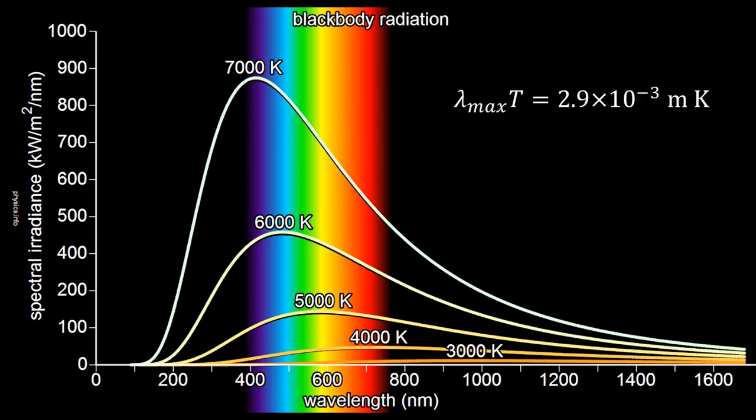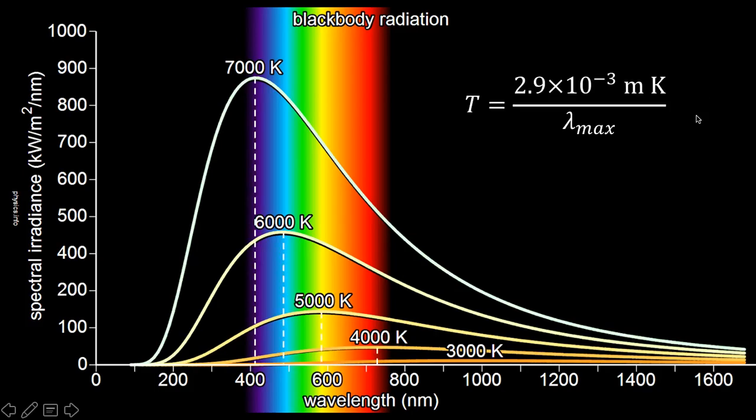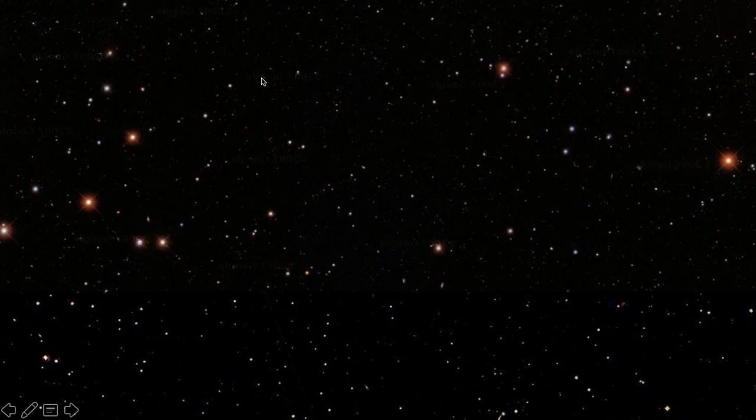And again, you've met this before, you should be familiar with it by now, but here is its application. So lambda max T equals a constant, 2.9 times 10 to the minus 3 meter Kelvin. Rearrange that, and you have the equation from which you can find the temperature if you know the maximum wavelength. For example, a maximum wavelength of just over 400 nanometers, you should be able to go through that and work out, and it will give you 7,000 Kelvin.